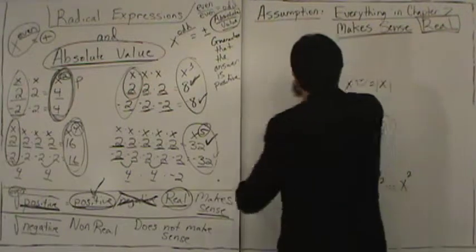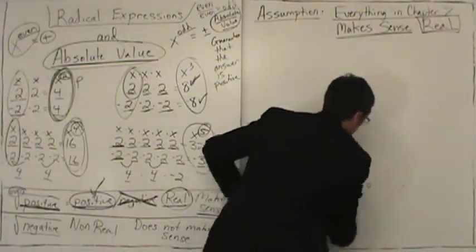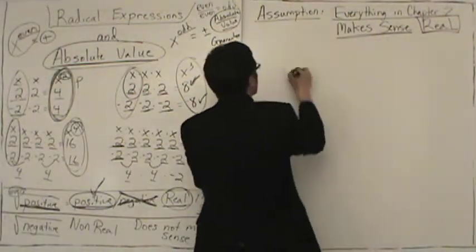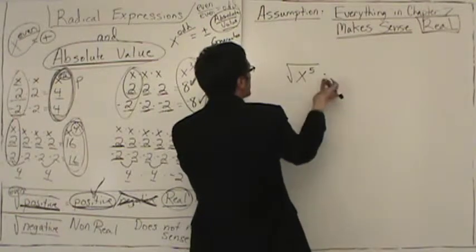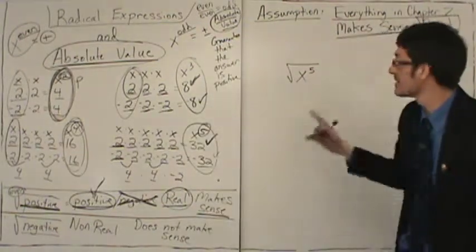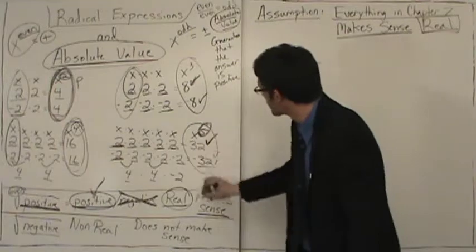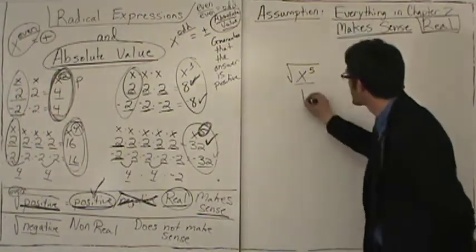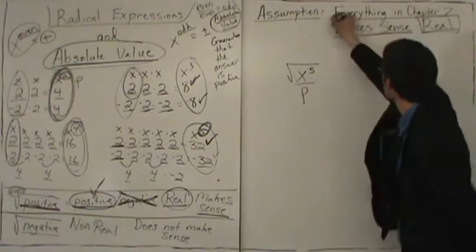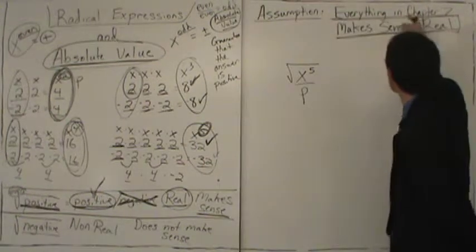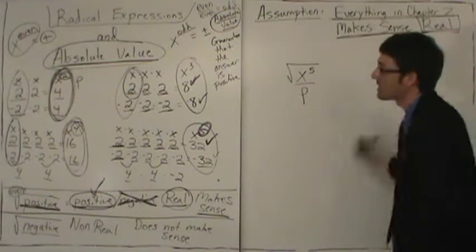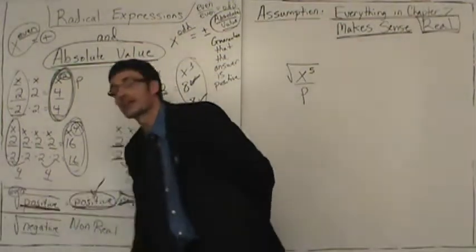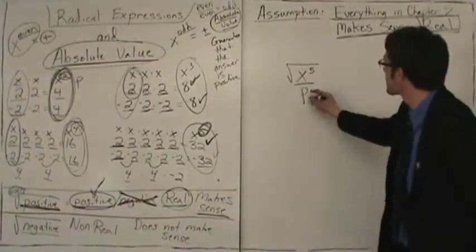Let's do a couple more problems. Okay, so let's look at some more. Looking at the square root of x to the 5th. Do we know something about x here? First, we know that our radicand must be positive, because everything in chapter 7 makes sense or is real, meaning that the radicand is positive. So we know that x to the 5th is positive.